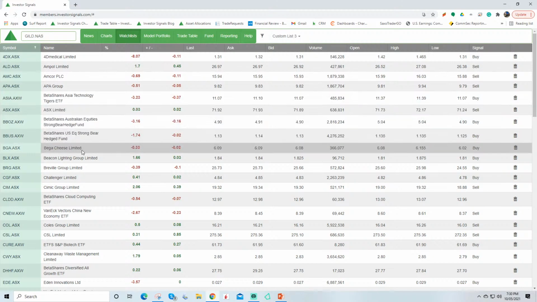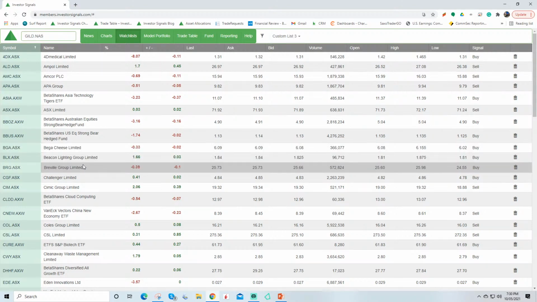Bega Cheese, we've seen that correct, but I'd expect to see that generate a buy signal in the not too distant future. Within maybe the next week or so, we should see Bega switch to buy conditions. Breville is now under buy conditions, so you might just add that one to your watch list.